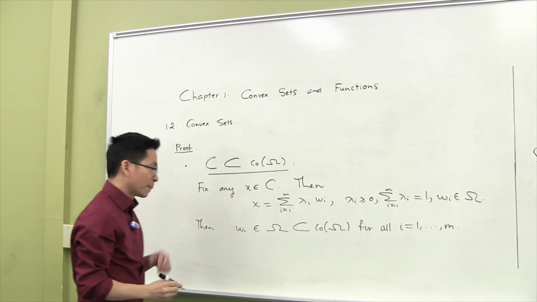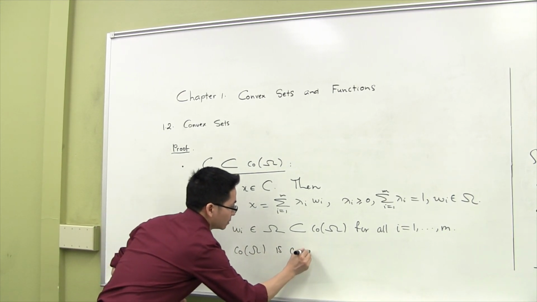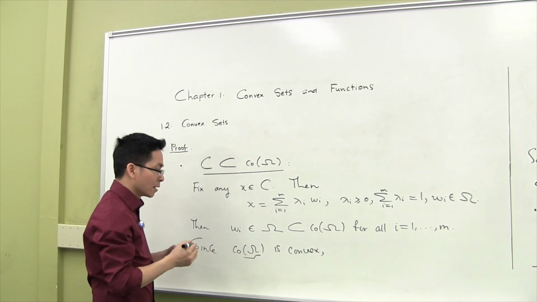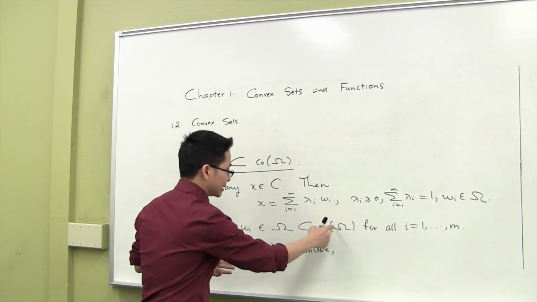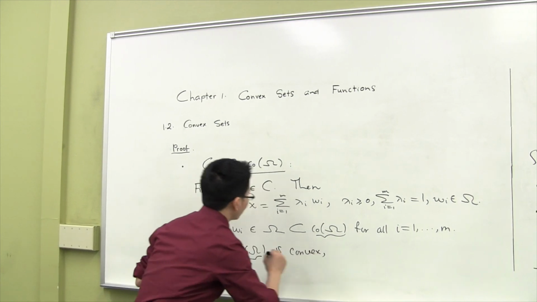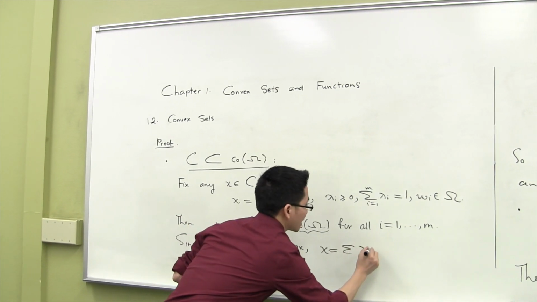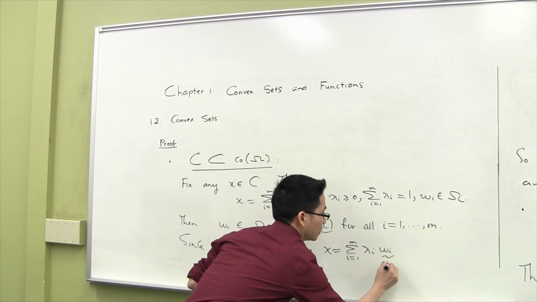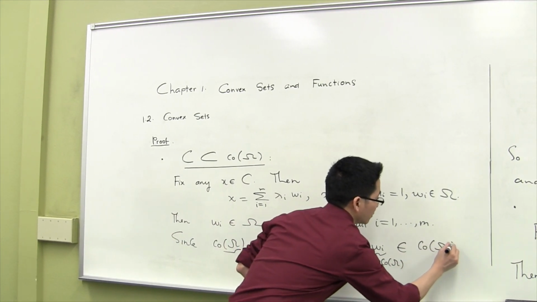Okay, and since the convex hull of omega is convex, by the previous proposition, the convex hull of omega contains all convex combinations of its elements. And we see here that each w_i is in the convex hull of omega. So it follows directly that x here is a convex combination of elements of the convex hull of omega, which is a convex set. Therefore, it is in the convex hull of omega.